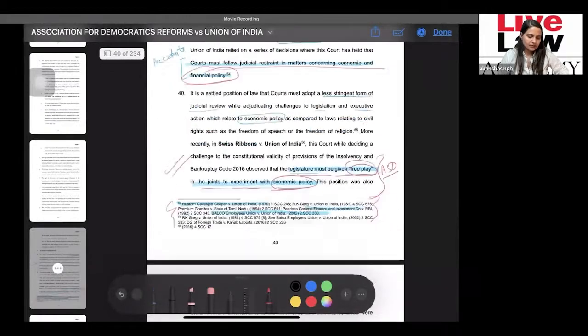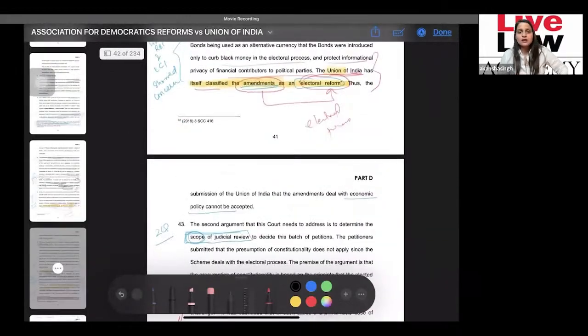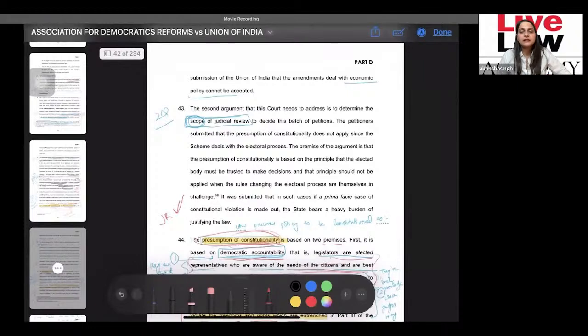Okay. This is exactly something that I've told you. Now, the second aspect of it is related to the scope of judicial review. If this is not related to economic policy, and if this is electoral policy, then definitely the judiciary can do the review. Now, what will be the scope? So here the court says, and the court acknowledges that we understand whenever you make changes in the law, the primary presumption is that it is constitutional.